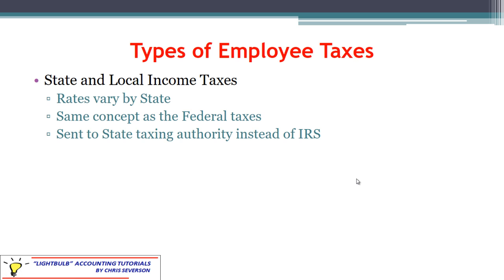Again, we'll see a journal entry in just a little bit, but this is basically a withholding. It's an estimated withholding. State and local income taxes are very, very similar. The big difference is that the employer is not going to pay the IRS for state and local income taxes. They're going to pay your state taxing authority. The rates can vary by state, and they many times do. Not all states have a state income tax, and certainly not all cities have a local income tax. Some do. It's the same basic concept as the federal taxes. It's just a different entity that you're paying to.